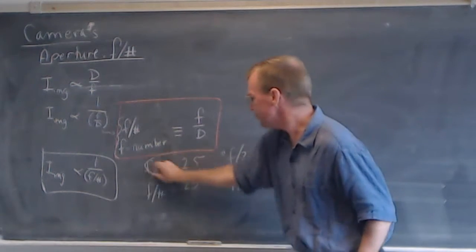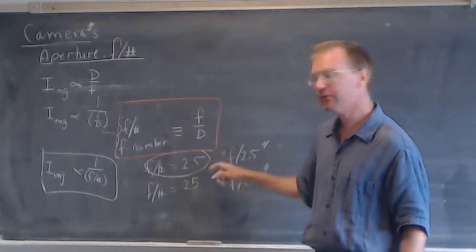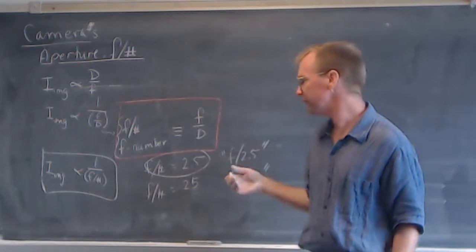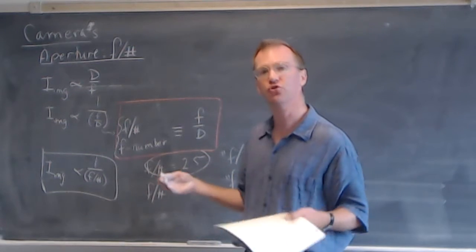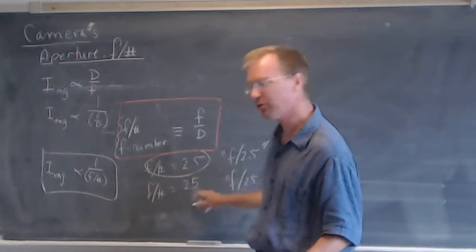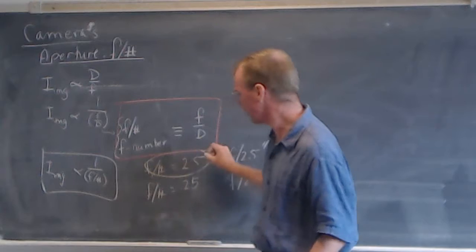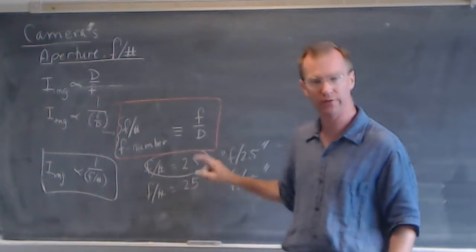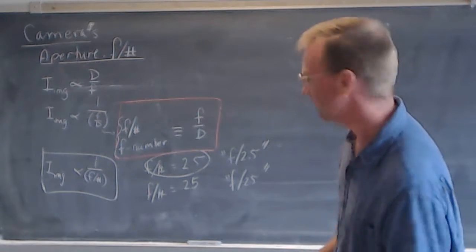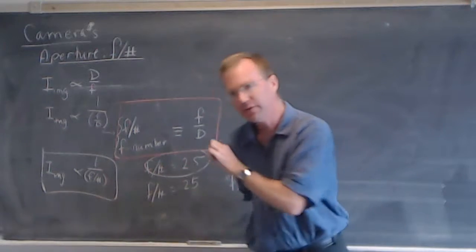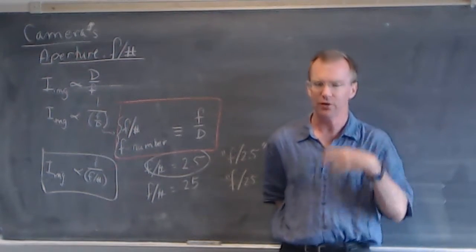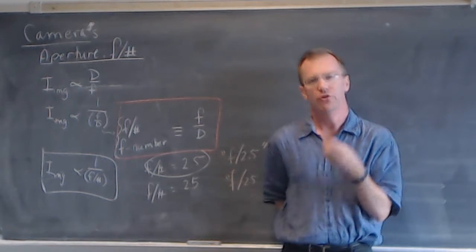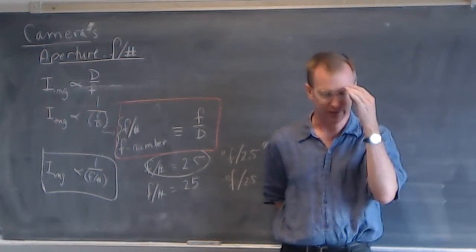Now, the F/2.5 is what we call a fast lens, because 1 over a small number gives you a large number. 1 over a large number gives you a small number. So this would be called a fast lens, that would be called a slow lens. What are the uses of that? Well, the fast lens is great when you've got low light situations. You don't have a lot of light coming in, and so you need to capture every photon you can.